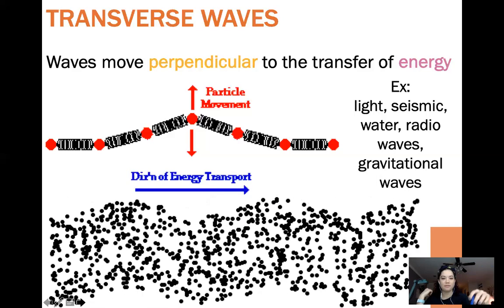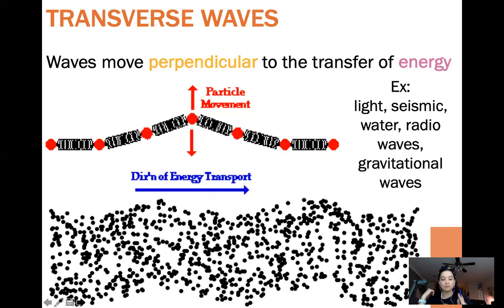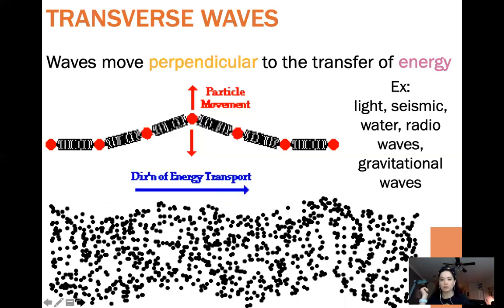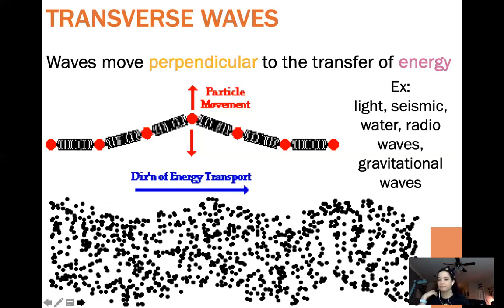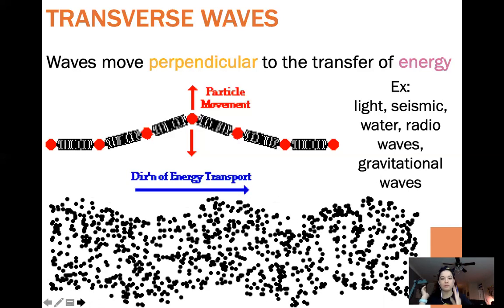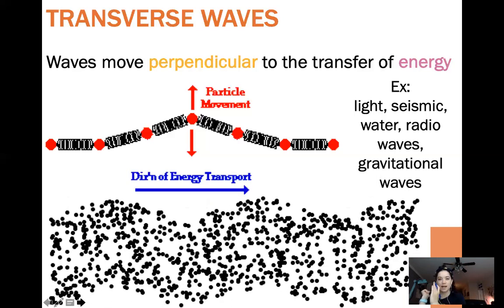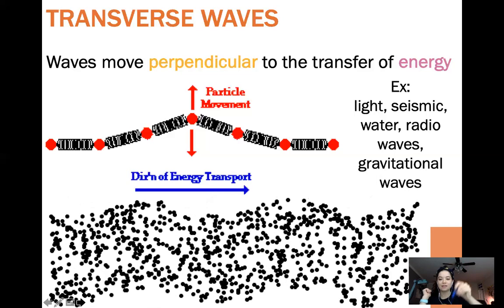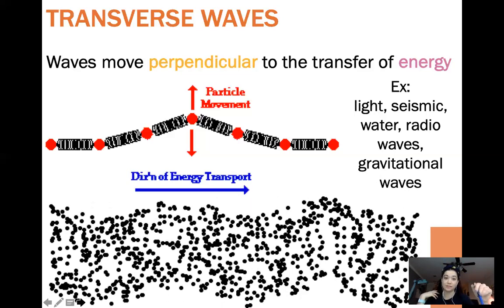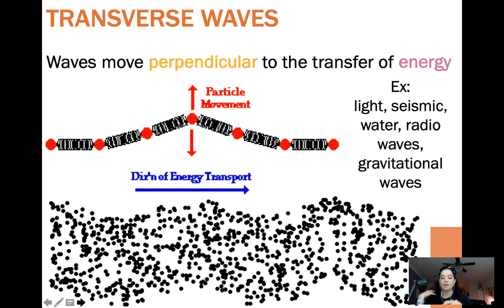In a transverse wave, the particles are moving up and down. Whatever particles we're talking about, light particles, water particles, etc., they're moving up and down, but then the energy is moving to the side. If you think about a wave, you think about this kind of up and down, that's a transverse wave, okay?